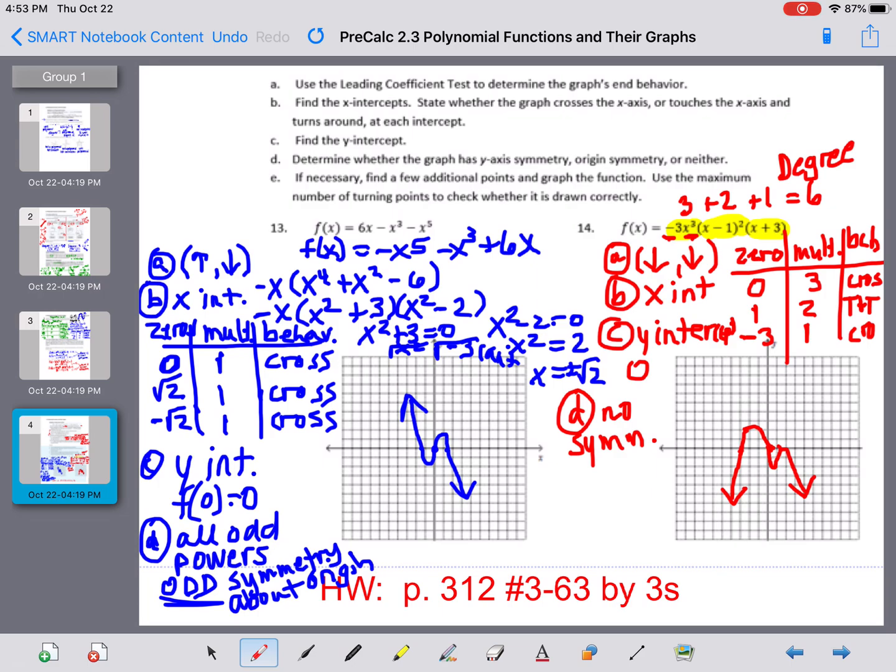All right, try them. I'm looking for important parts: end behavior, where they cross, and things that touch and turn and cross in the appropriate places, okay? Intercepts, end behavior, and crossing and turning at the appropriate times. All right, good luck, practice, let me know what you think.